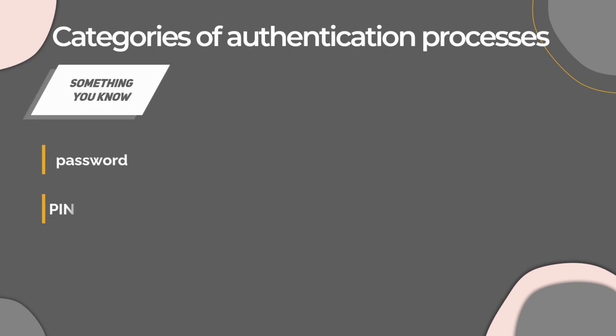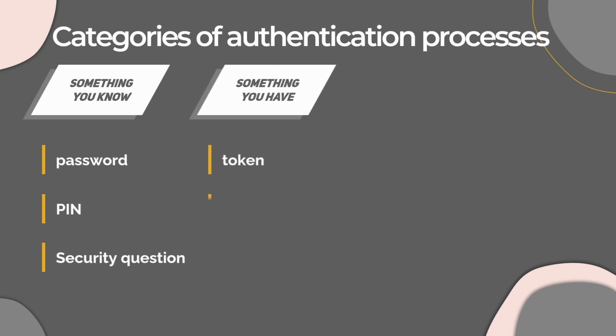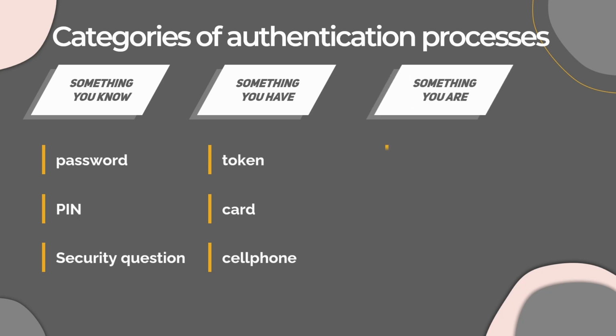The authentication processes themselves can be divided into three categories. The first one is something you know. Here, the authentication method will be to provide, for example, a password, a PIN code, or an answer to a security question. The second category is something you have. For example, it can be a token, some card, or a cell phone with software installed on it to which a one-time password will be sent. The last category is something you are, which is a self-authentication mechanism. You can be authenticated using your fingerprints, voice commands, or face recognition.